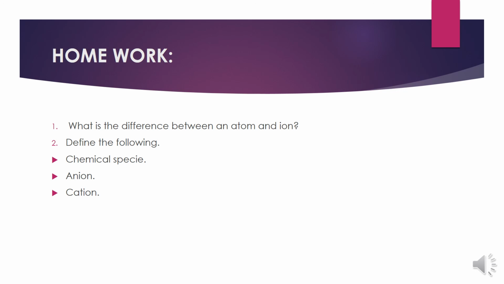Your homework: the first question is, what is the difference between an atom and an ion? You have to differentiate it by at least 4 or 5 points, okay? And the second one is, define the following chemical species, anion and cation. You have to define them one by one with examples.